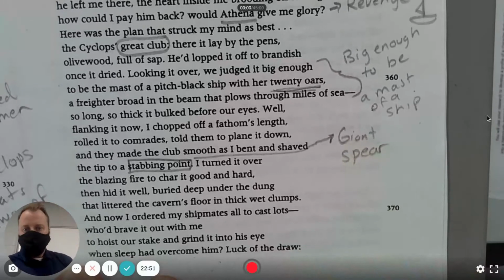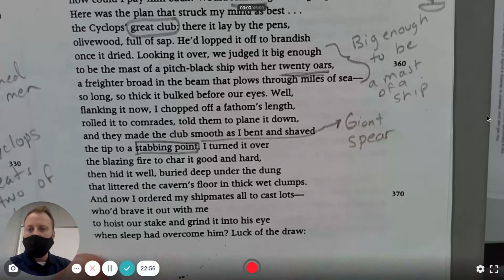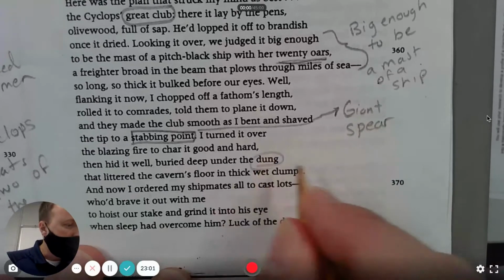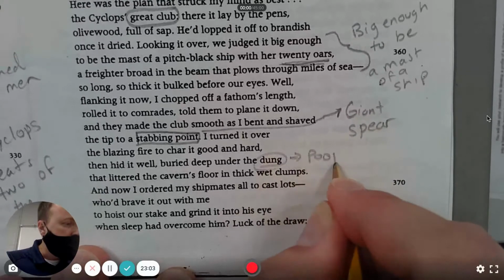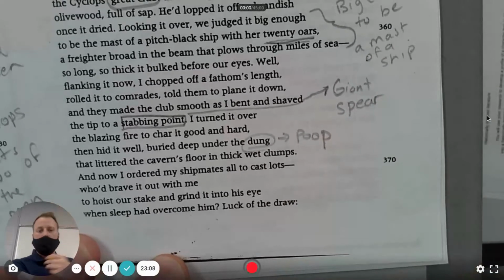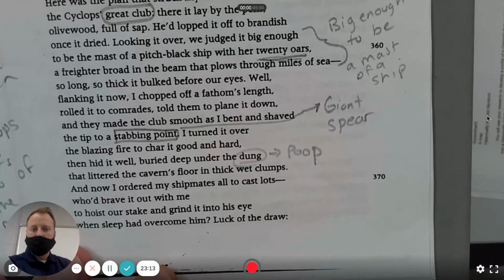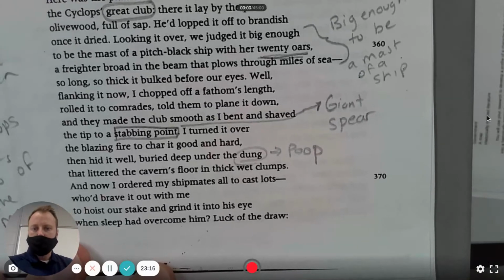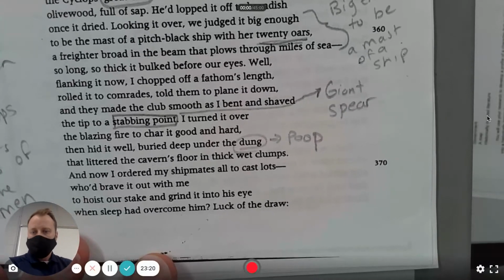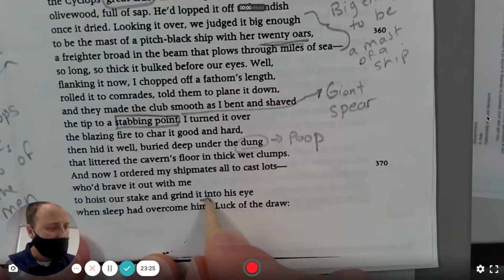Okay? I turned it over the blazing fire to char it good and hard, then hid it well, buried deep under the dung. What's dung? Poop. This is not a very clean cave. So he hides it underneath the goat's poop that littered the cavern's floor in thick, wet clumps. And now ordered my shipmates all to cast lots who'd brave it out with me, to hoist our stake and grind it into his eye.